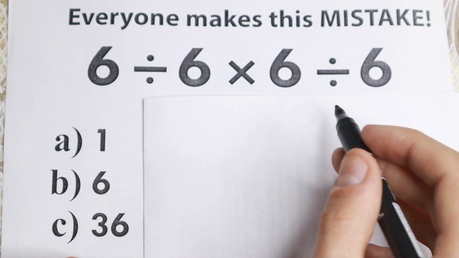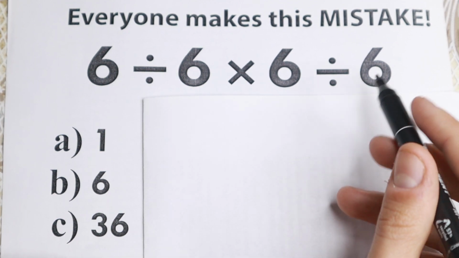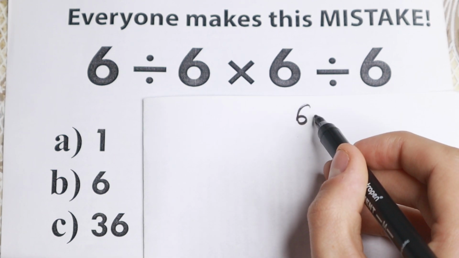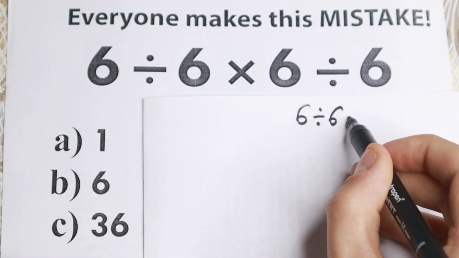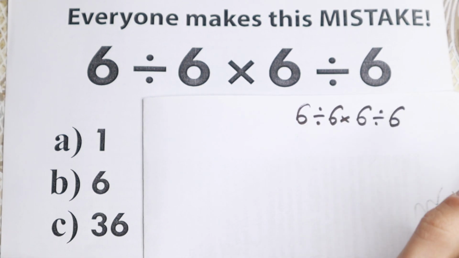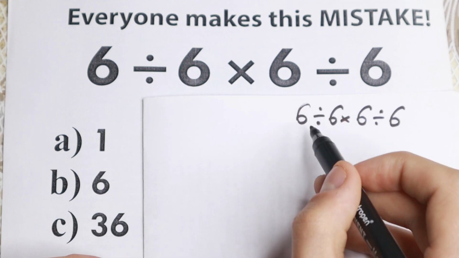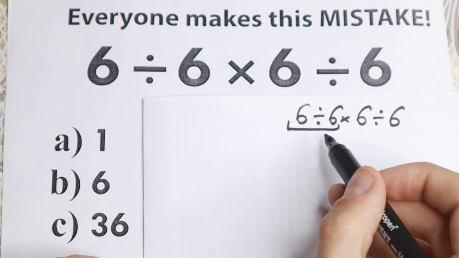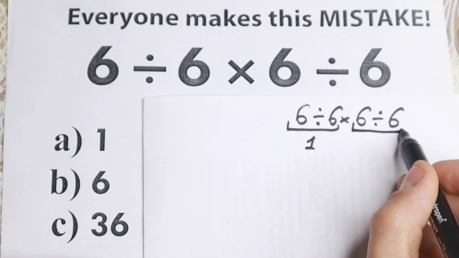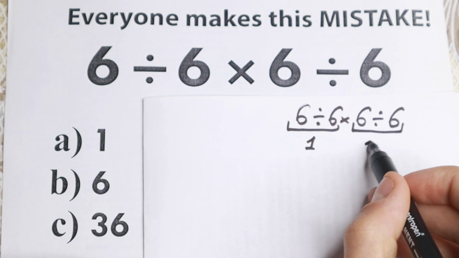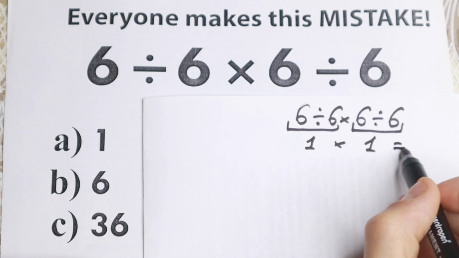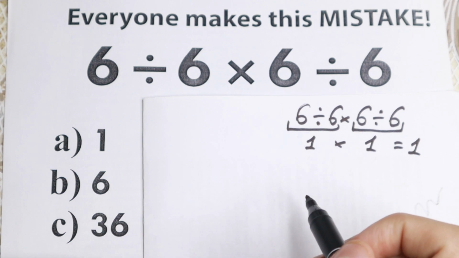Okay, so here is our problem. What is the first approach to solve this problem? I don't want to tell that this is correct or incorrect, but let's see the first approach. So we have 6 divided by 6 times 6 divided by 6. A lot of students solve it like that. Okay, they see 6 divided by 6. This is really great because it's equal to 1. And then 6 divided by 6 in the end. This is really great because this is the same, equal to 1. And then 1 times 1 equal to 1. Okay, and they say option A is a correct answer.